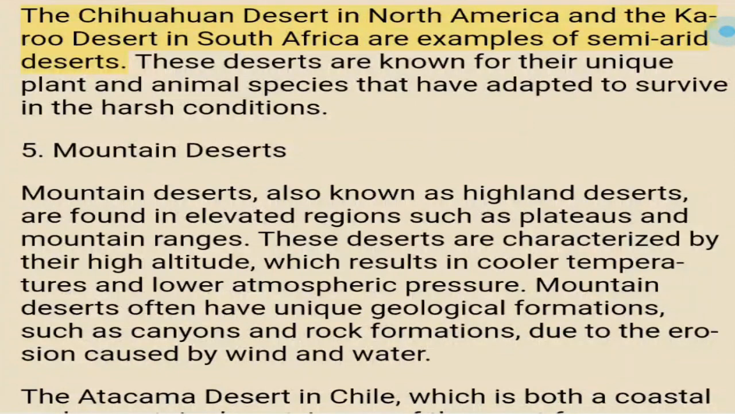The Chihuahuan Desert in North America and the Karoo Desert in South Africa are examples of semi-arid deserts. These deserts are known for their unique plant and animal species that have adapted to survive in the harsh conditions.